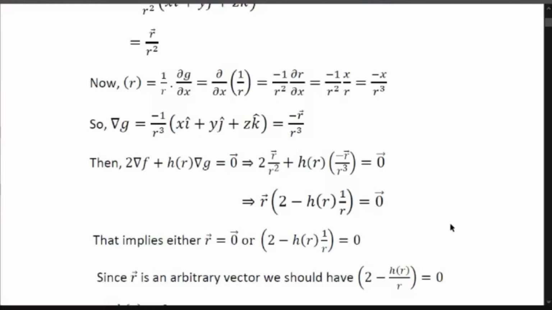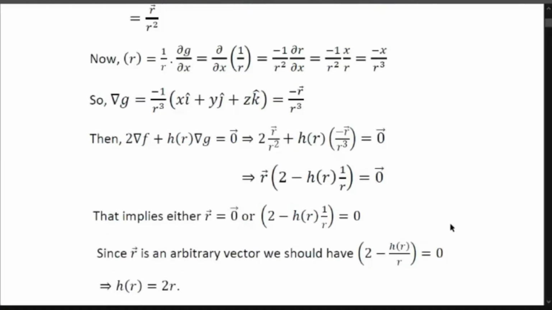So you will get r vector times 2 minus h of r times 1 by r is equal to the 0 vector. Now it has two possibilities. You cannot cancel r vector, because once we have ab equal to 0, if a is not equal to 0, then there is a possibility of taking b equal to 0. You can't do that here because you have a vector and a scalar. So this implies either r equal to 0, or the scalar 2 minus h of r times 1 by r is equal to 0.